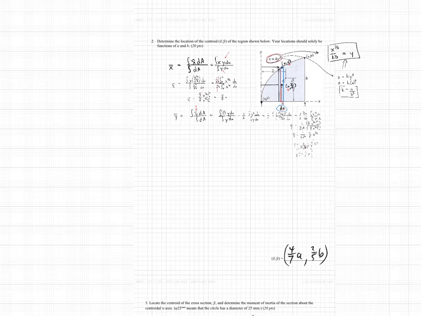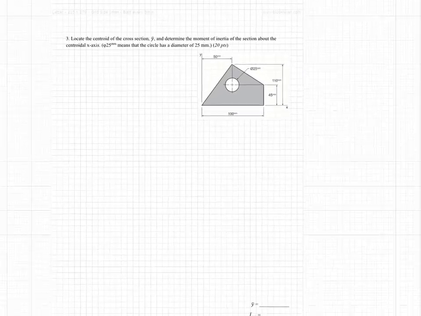Okay, let's see here. Number 3. Oh, yeah. I was kind of trying to avoid doing this one. These are just so much busy work. Give me a second. All right, so if we're going to work this problem, we're going to break this sucker up into some shapes.